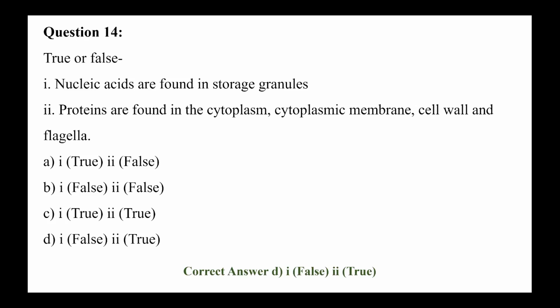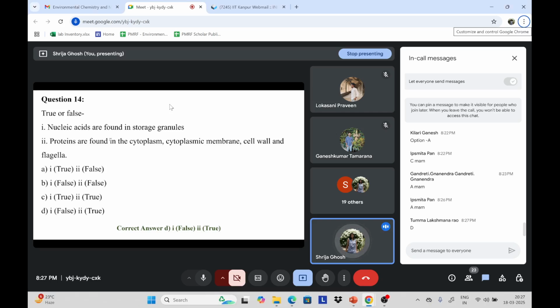So option D is the correct answer. First statement, nucleic acids are found in storage granules. That is false. Nucleic acids are part of DNA and RNA. DNA is found in the nucleoid region and RNA is found in cytoplasm in the form of mRNA, and it is also found in ribosomes in the form of ribosomal RNA. In case of eukaryotes, you will have ribosomes.